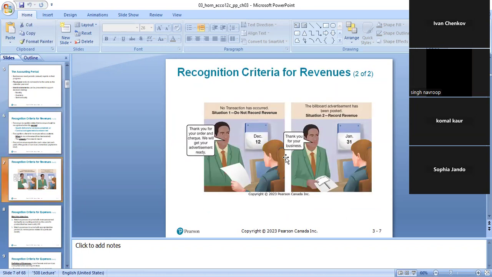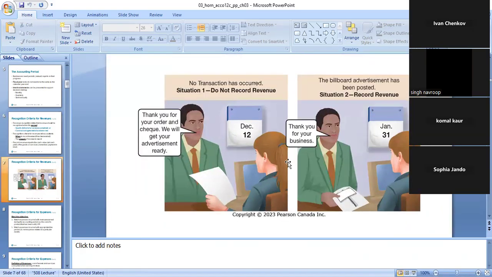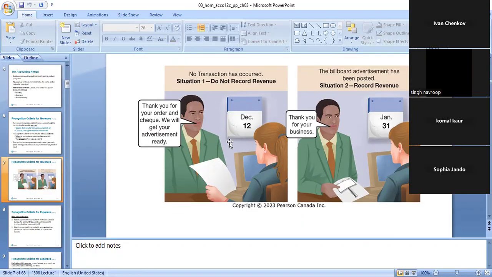The recognition criteria of the revenue is, again, we're going to have, what will that be here? Let me see what it says here. Thank you for the order. And the check, we will get advertisements ready. So this person is going and purchasing advertising. He pays for the advertising, but the advertising doesn't start until January 1st.